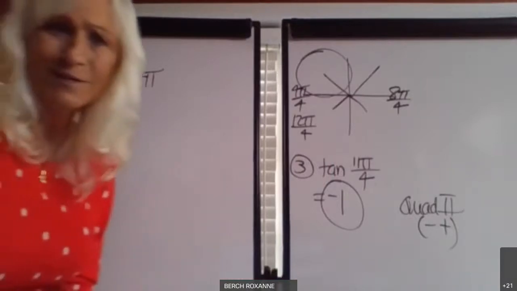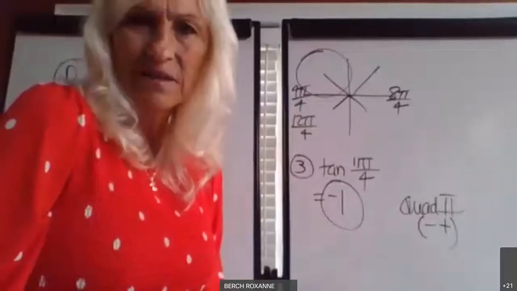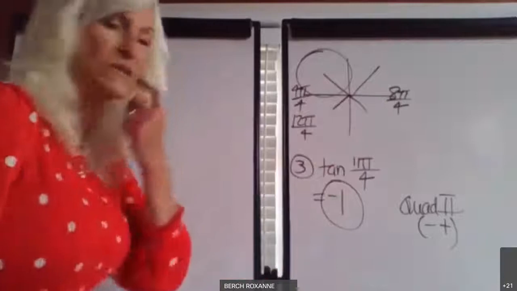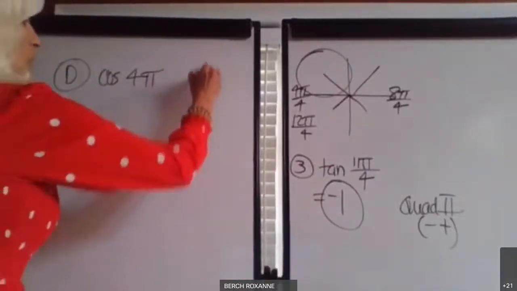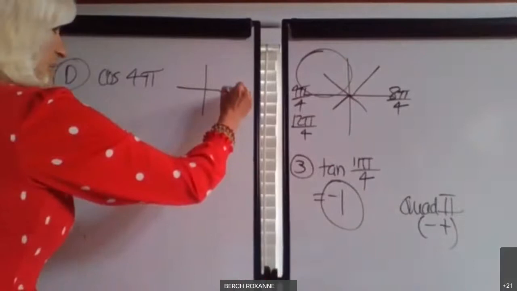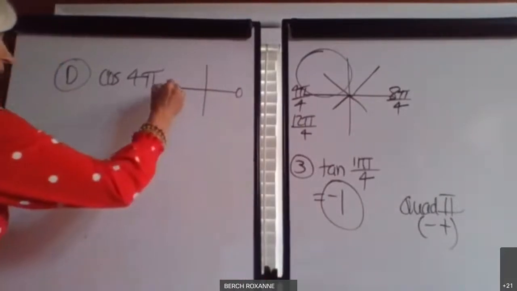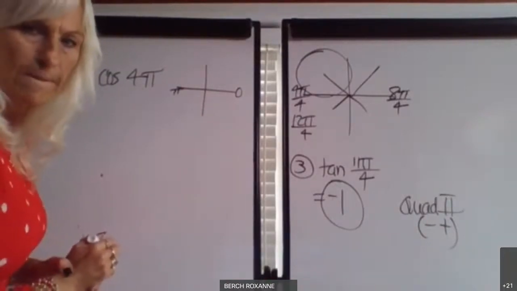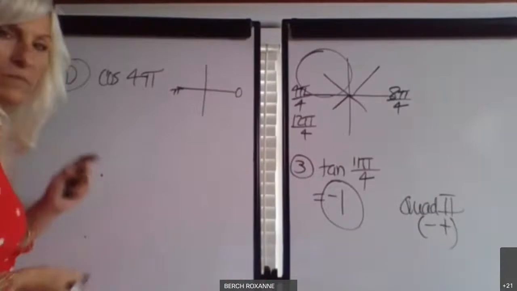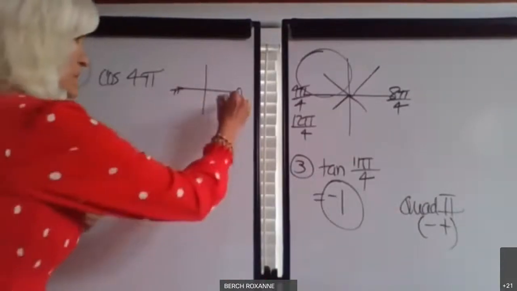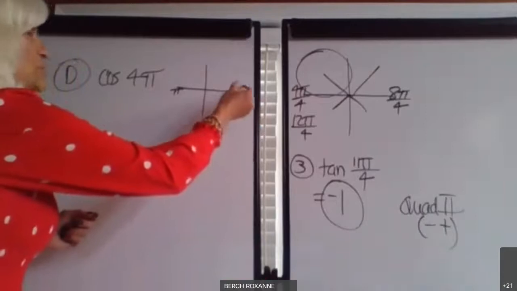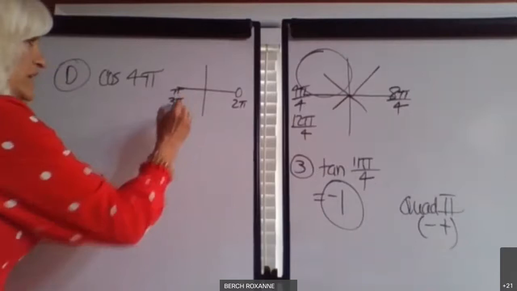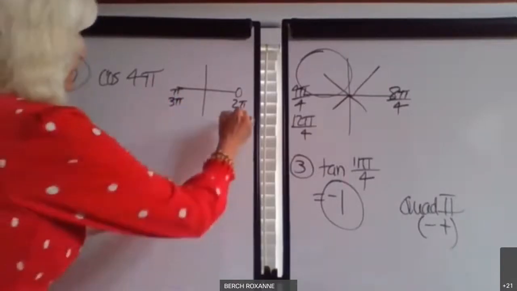I'm not going to do anything with this. This is quadrantal, so I'm not going to find a reference angle. I'm not going to go through a bunch of work. I'm just going to use common sense. So where is 4 pi? Well, this is 0 pi, right? What's over here? Pi. What's over there? What's a full revolution? 2 pi. What's a revolution and a half? 3 pi. And 2 revolutions? 4 pi.